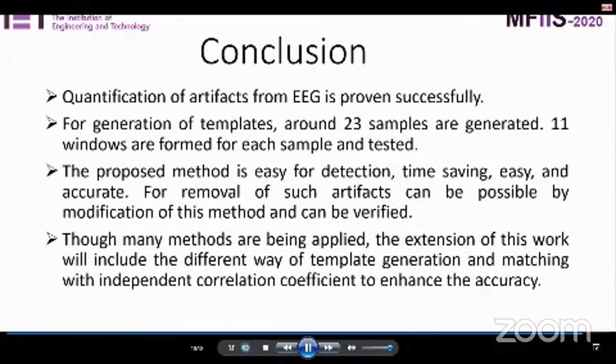For conclusion, the quantification of artifacts from EEG is proven successfully. For template generation, around 23 samples are generated, and 11 windows are formed for each sample and tested. Though many methods are being applied, the extension of this work will include a different way of template generation and matching with independent correlation coefficient to enhance the accuracy.